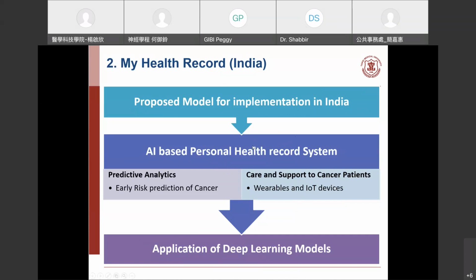In addition to just using clinical data, we can use AI-based personal health record systems. By personal health record systems, we mean including data from wearable and IoT devices, so that we can provide richer, more granular data to make better predictions and more personalized or precision medicine decisions.